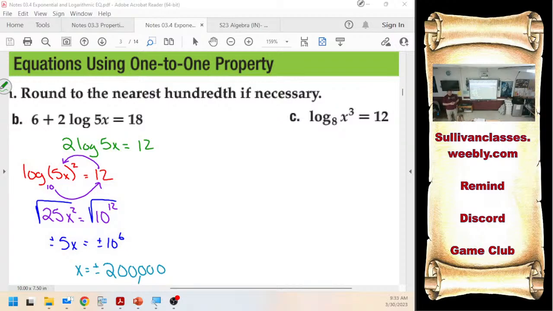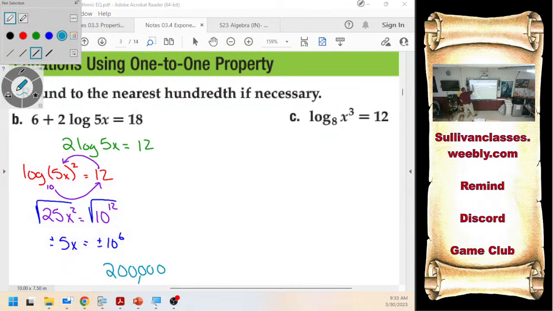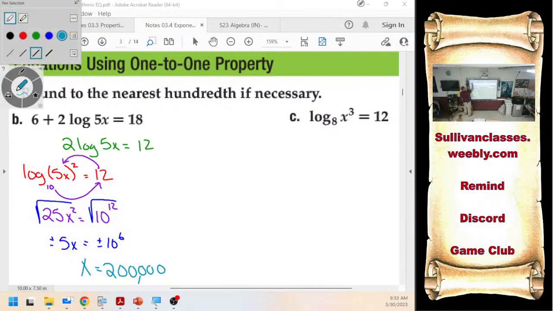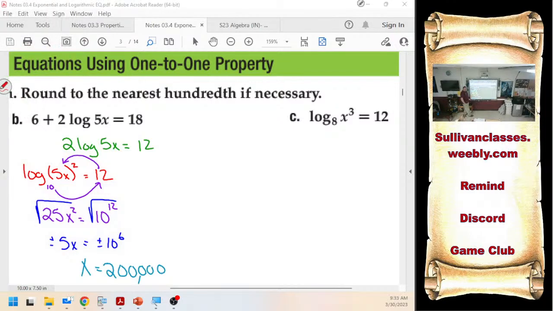Look at the original. The original equation has a logarithm in it. Thou shalt not log of non-positives. So it has to be only the positive 200,000. Now, another way, see how we ended up with 2 answers, but one was extraneous. We're going to feel kind of silly now after all that work.